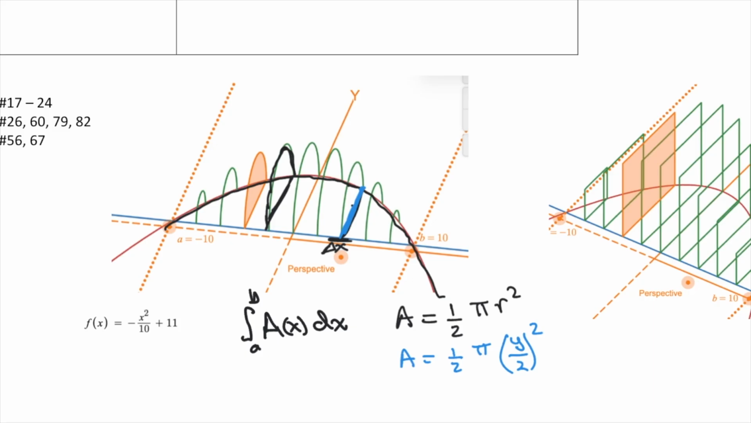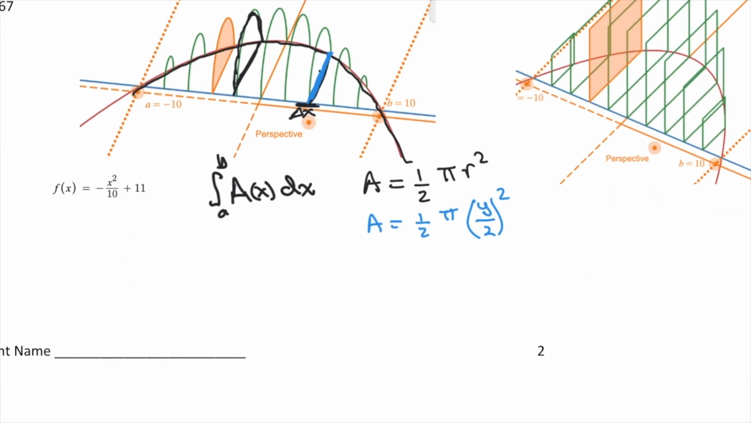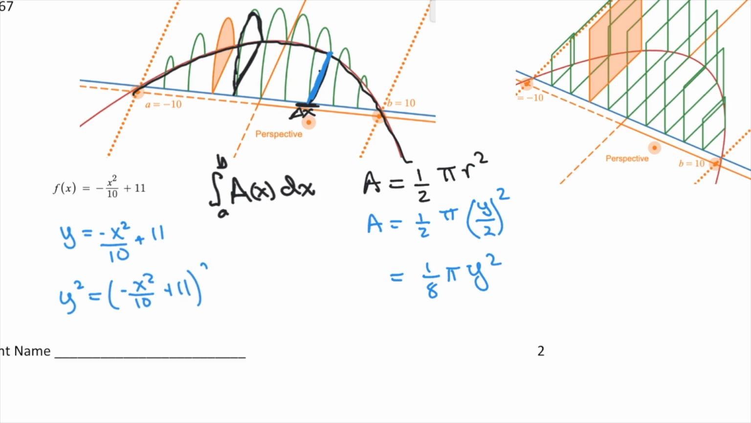Now that's for each and every single one of the slices. Let's simplify this area formula. We have 1/8 pi y squared, but we know that y is equal to negative x squared over 10 plus 11. So we can solve for y squared. Y squared with respect to x is negative x squared over 10 plus 11, and that's going to be squared. So the area with respect to x is, here's our 1/8 pi. Y is replaced now with negative x squared over 10 plus 11. Here's going to be a squared, and that will be our area formula.